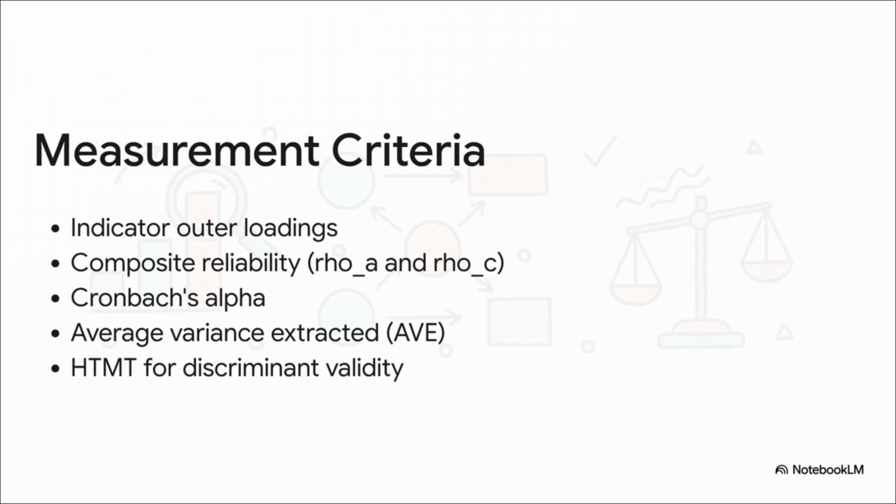So the mentor lays out a strict checklist for Step 1. Think of it like this. Before we can build the house, we have to inspect the foundation of our reflective constructs. The student needs to check indicator loadings, composite reliability, Cronbach alpha, the average variance extracted, or AVE for short, and finally, the HTMT ratio for discriminant validity. It sounds like a lot of jargon, but it's really just a structural inspection of your variables.